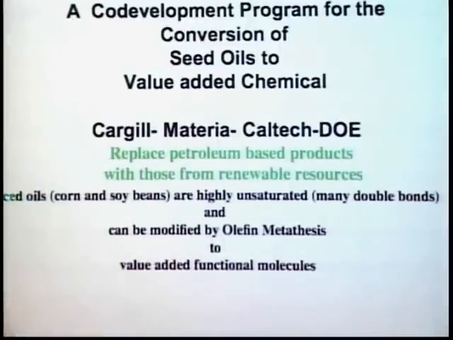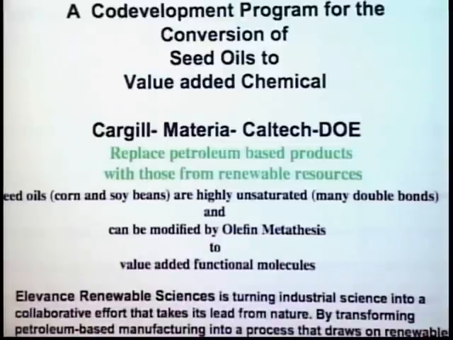Cargill's interested because they have a lot of vegetable oils, corn and soybeans, and the reason they're oils is because they have double bonds in them, C=C double bonds. And if they have C=C double bonds, then we can modify them by olefin metathesis. So after about 4 years of working on this project, mostly between Materia and Cargill, and I worked through Materia, a company was spun off between the two called Elevance.